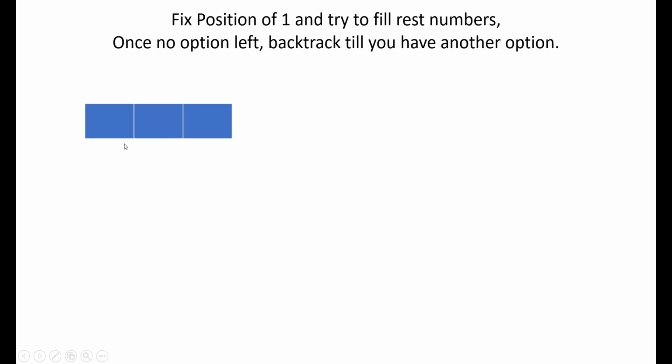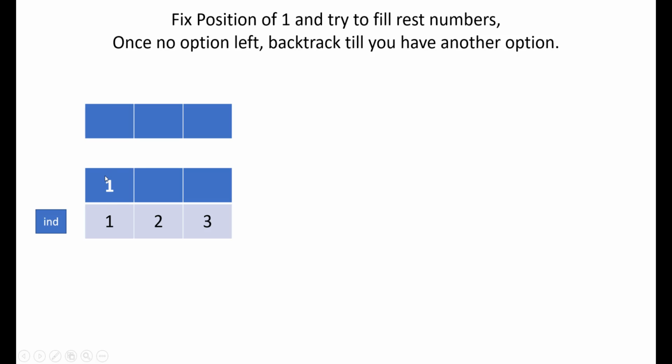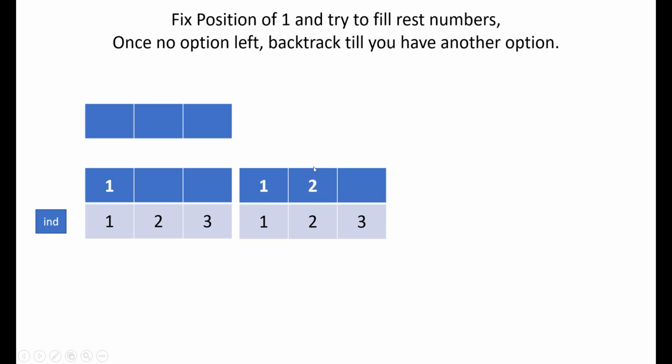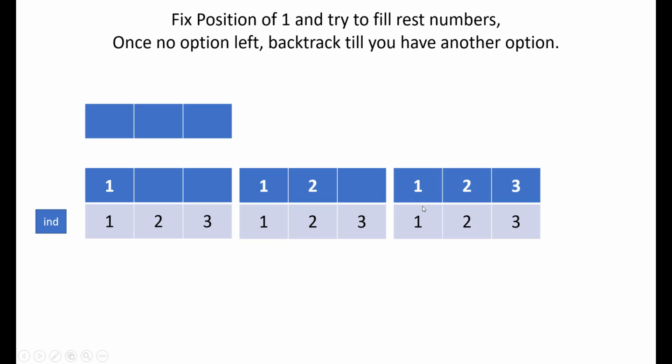So initially the array is blank or it has default values of 0 you can consider. Now initially we fix the position of 1 at the first position. Now we need to fill 2 and 3. So we go ahead and we fill 2 at the second position as 2 mod 2 is 0. Now we go ahead and fill 3. So this is one of the ways we can fill the array. So once we have filled all of this, we need to increment the count and then we'll start backtracking so that we can get another permutation of this particular number.